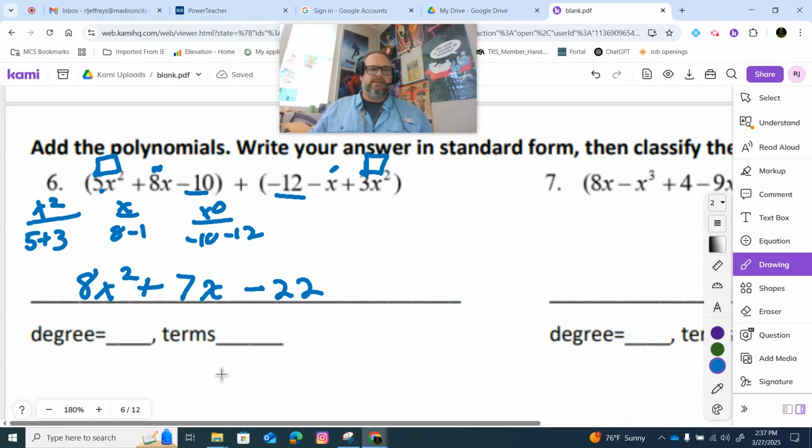All right, what's our degree? How many terms? Try.